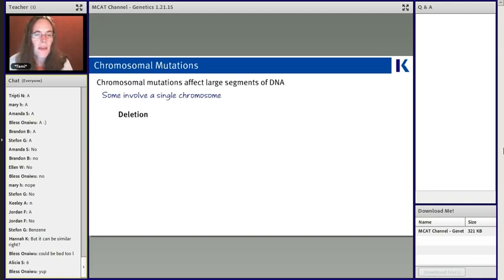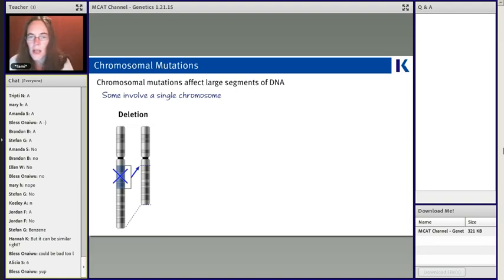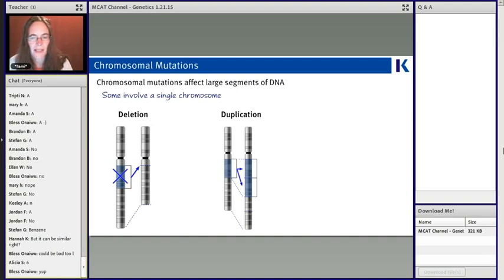So some can involve a single chromosome. For instance, I can delete a chunk of the chromosome. Well, I just lost those genes. So that chromosome is now shorter. I could duplicate part of that chromosome. Well, now I have multiple copies of those genes. This is going to potentially change things.